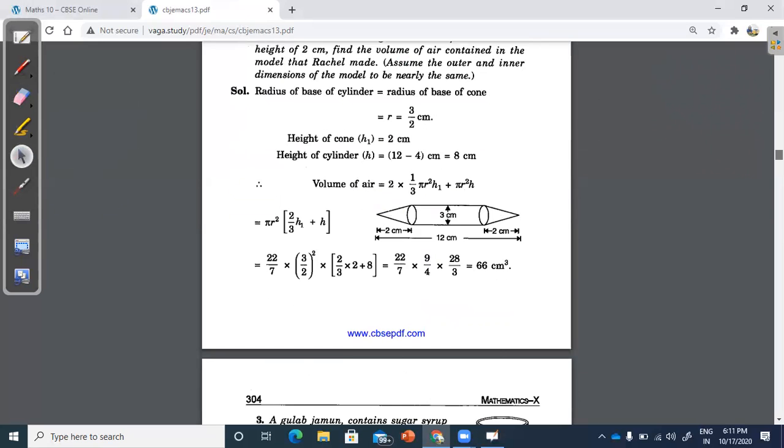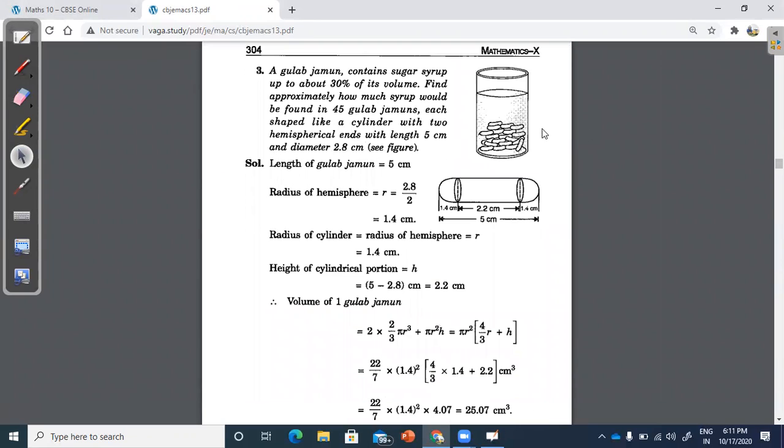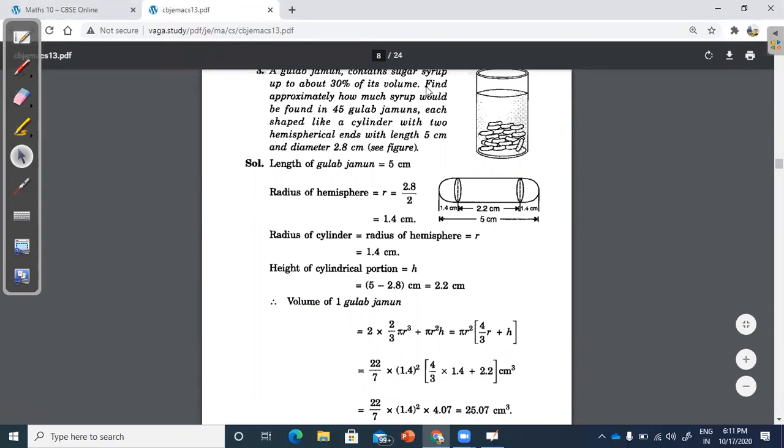This is question number 3. You can mark this important. Gulab jamun contains sugar syrup up to 30% of its volume. Okay, so you know gulab jamuns, it's full of sugar syrup, 30% of its volume as specified. So in this tin, there are 45 gulab jamuns, each shaped like a cylinder. Okay, this is a cylinder with 2 hemispherical ends.